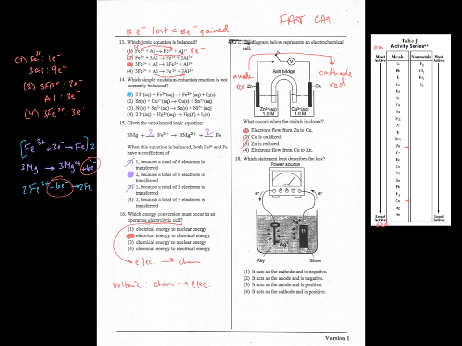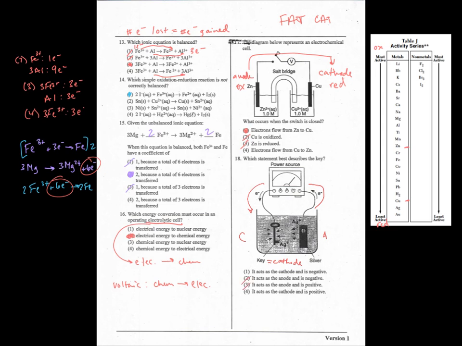Number 18. Here we have an electrolytic cell because here we have a metal trying to coat a key. And so which statement best describes the key? The key or the object in play will always be the cathode because you're trying to get electrons here. So notice how the electrons are flowing from silver to key. So it's always from anode to cathode regardless of cell. So the cathode here definitely acts as the key acts as a cathode.